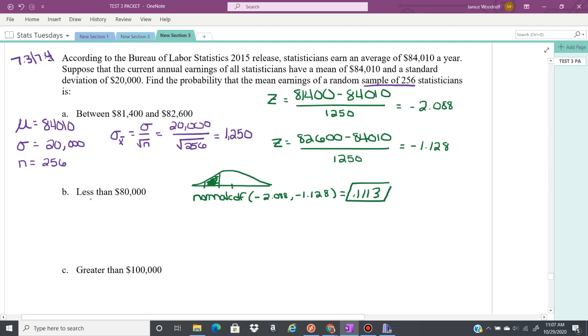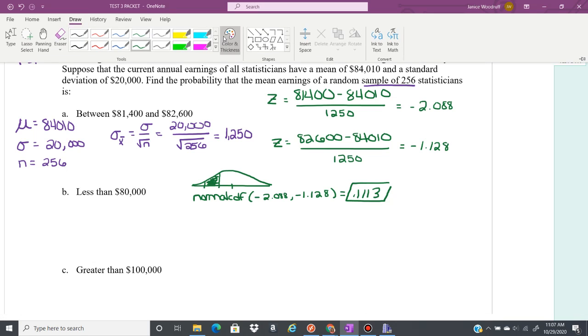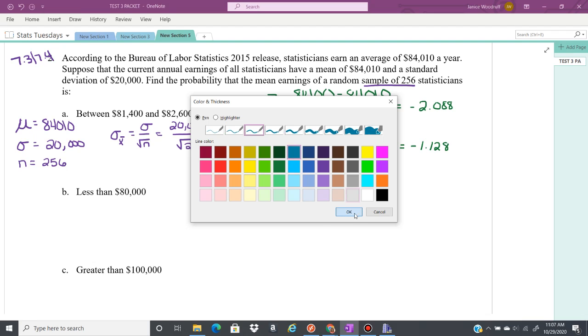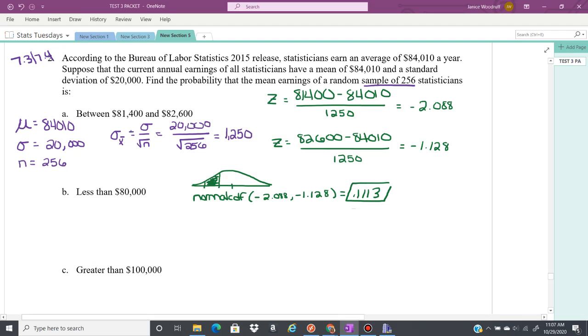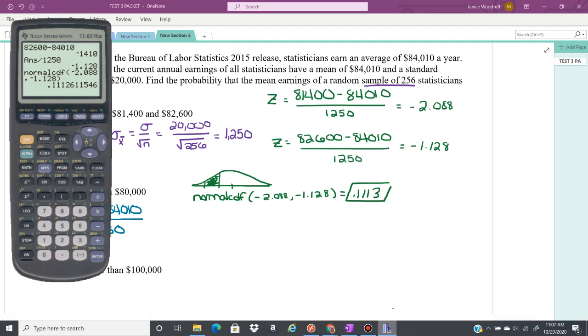Now for part B, are they less than 80,000? So let's do that part. We already have all the information. We just need a z-score for 80,000. So 80,000 minus 84,010 over 1,250. That's going to give us negative 3.208.